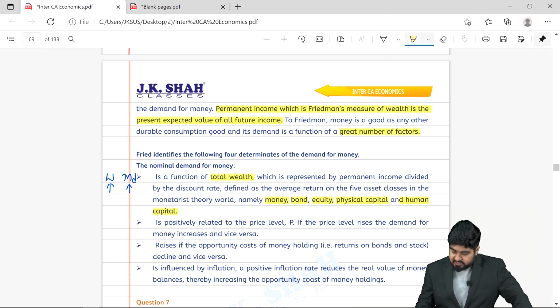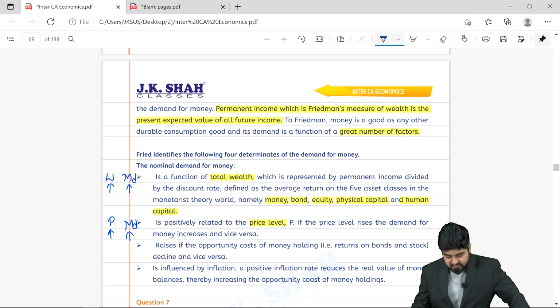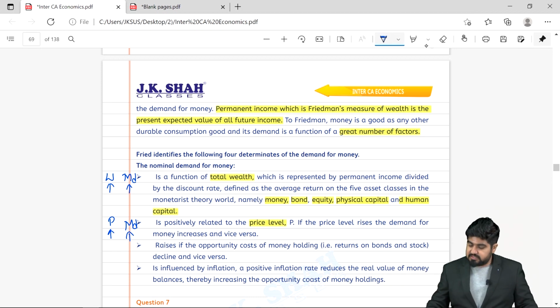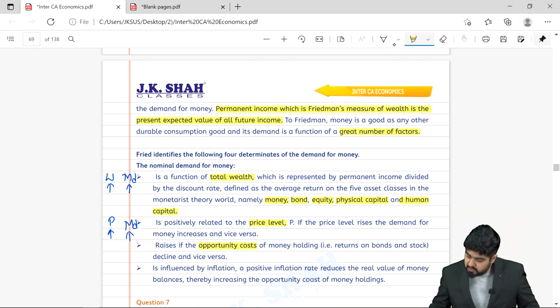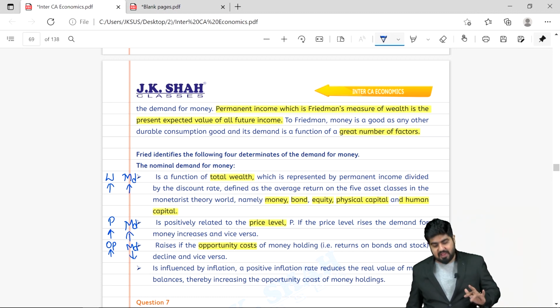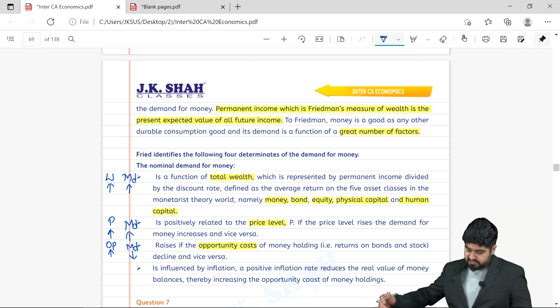Next one, it is price level. Price level also determines the level of demand for money. If the price level increases, of course the demand for money will be high and vice versa. Next one is the opportunity cost. Opportunity cost is nothing but the interest. So suppose you have a better opportunity to invest, then you will invest more and your demand for money will decline and vice versa. So there is an inverse relationship in this case.